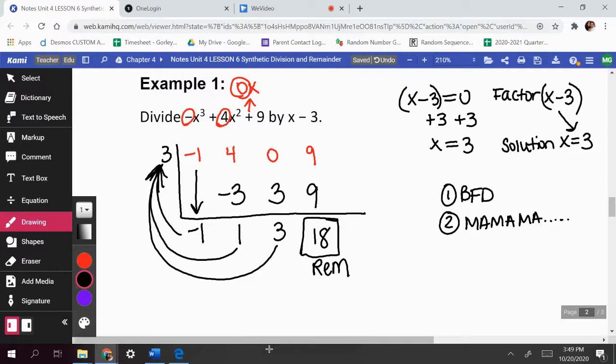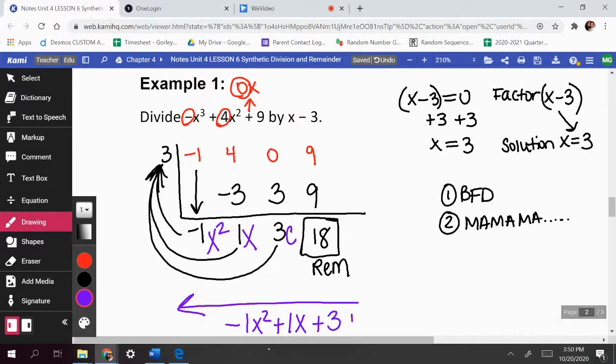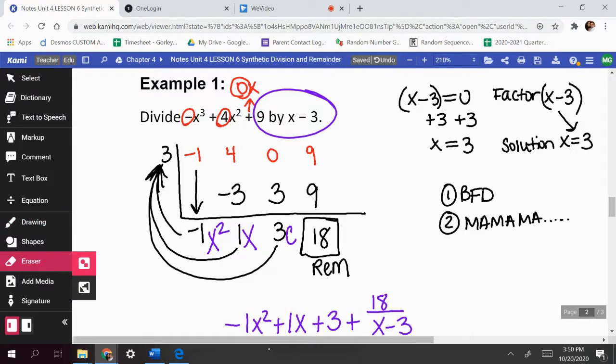And then I'm going to work my way from right to left. If this is my remainder, then this is my constant, this is my x term, and this is my x squared term. So I'd have -1x squared plus 1x plus 3, which is my constant, plus the remainder over the divisor. And we were dividing by x minus 3. That's how that works.